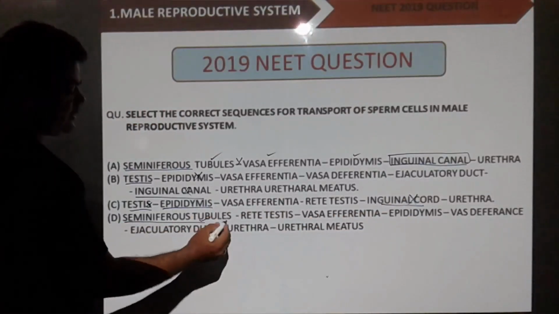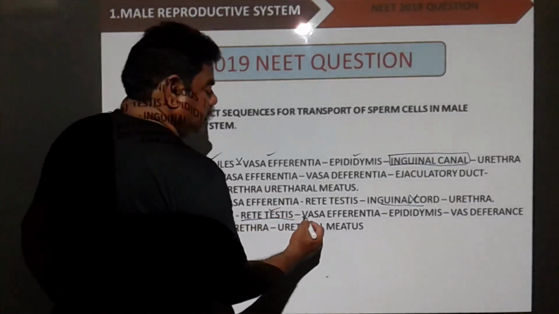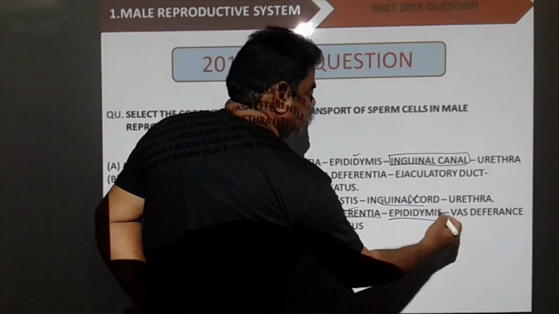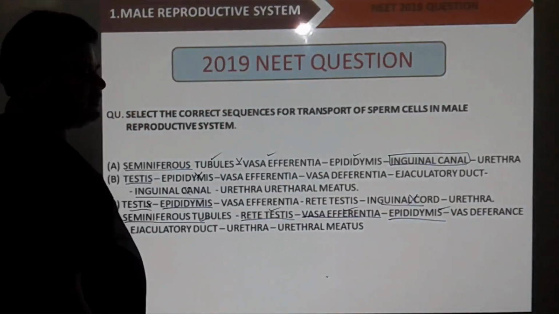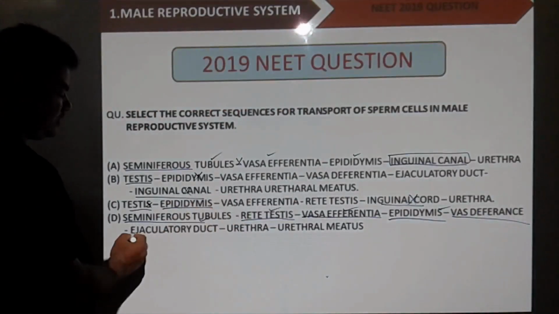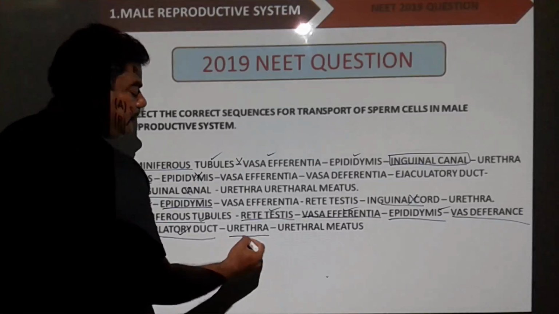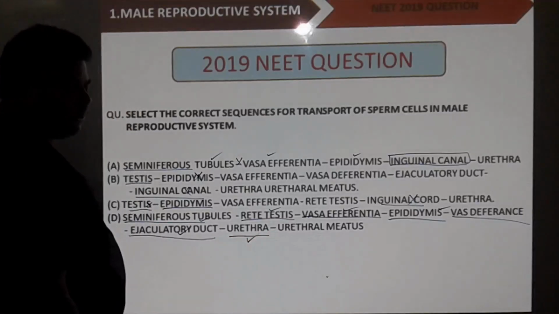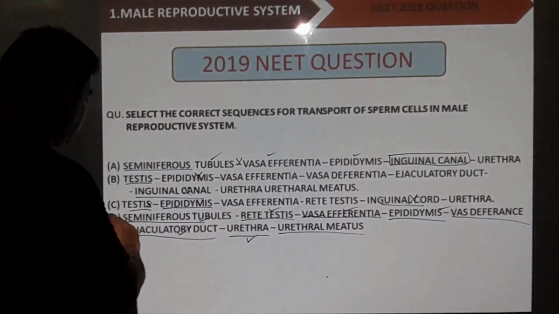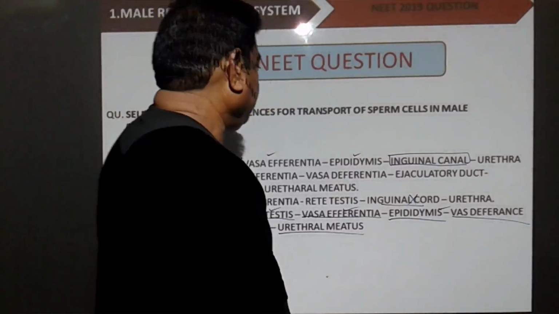Seminiferous tubule, yes. Then from seminiferous tubule, rete testis, yes. From rete testis it comes into the vasa efferentia, yes. Then from vasa efferentia it comes into what? Epididymis, correct. From epididymis to the vasa deferentia, correct. Then vasa deferentia to the ejaculatory duct, yes. Then from the ejaculatory duct to the urethra. From the urethra to the urethral meatus. So option D is the correct answer to this question.